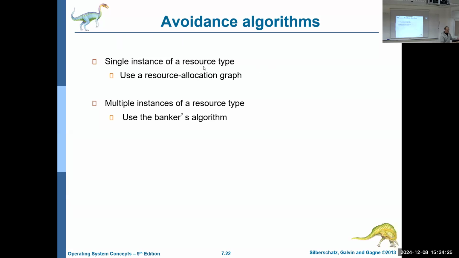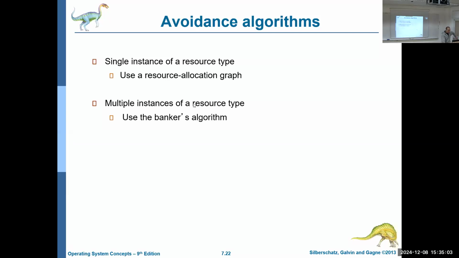Avoidance with a single instance of a resource type. So here, how are we going to avoid deadlock? One way is if we have single instances, we can use a resource allocation graph. You learned in data structures how to build graphs in software, so you'll build a graph in software and look for some kind of cycle. But that's only if you have one single instance, because if you have multiple instances, sometimes there could be a cycle and it's still not a deadlock.